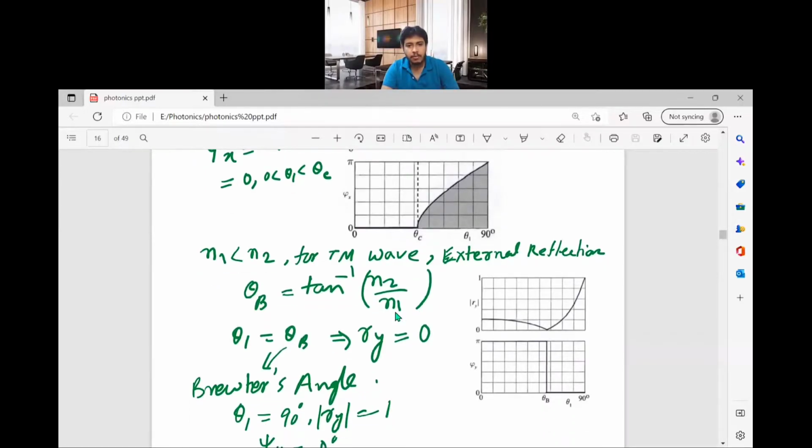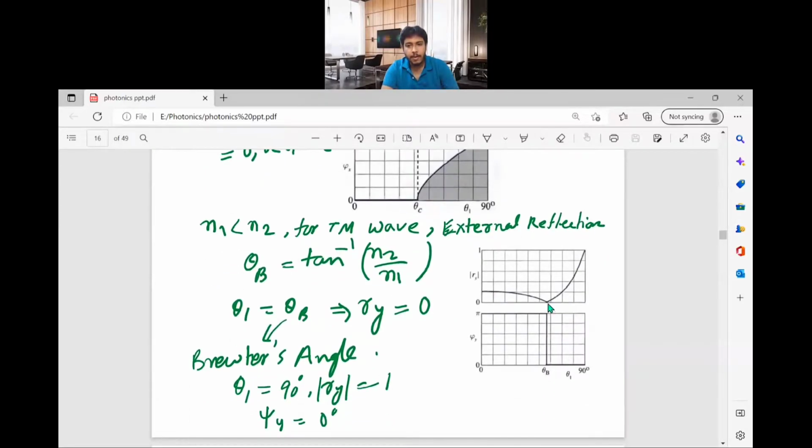So this is the external reflection. You can see that at some fixed angle your Ry will be 0. This is known as the Brewster angle for the external reflection. If the light is incident at the Brewster angle, you will see that Ry will be 0. That means your TM polarization output will be 0. There will be no TM polarization output at the Brewster angle. The Brewster angle is defined as tan inverse of n2 by n1.